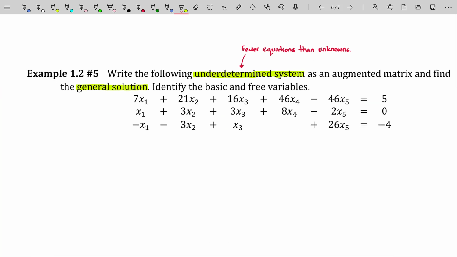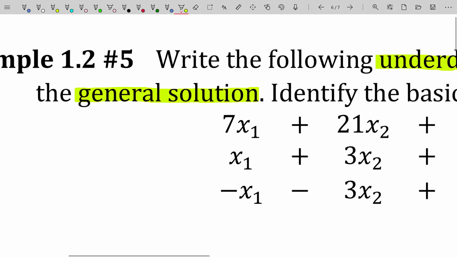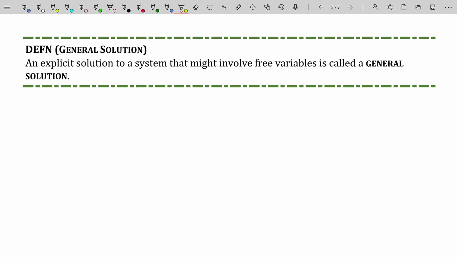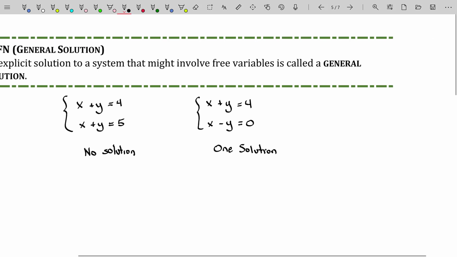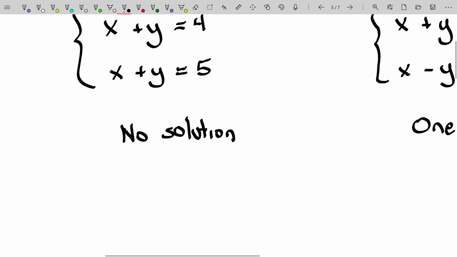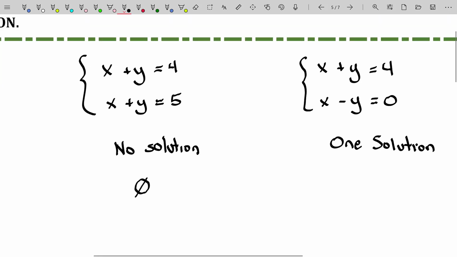Now let's talk about the general solution. What the heck is a general solution? Well, a general solution is an explicit solution to a system that might involve free variables. We know from our mathematical careers up to this point that you can have a system that has no solution, one solution, or infinitely many solutions. The no solution case right here, normally we just say it's the empty set. We don't have any solution. Some people say the solution does not exist or there's no solution. It just depends on what your instructor wants.